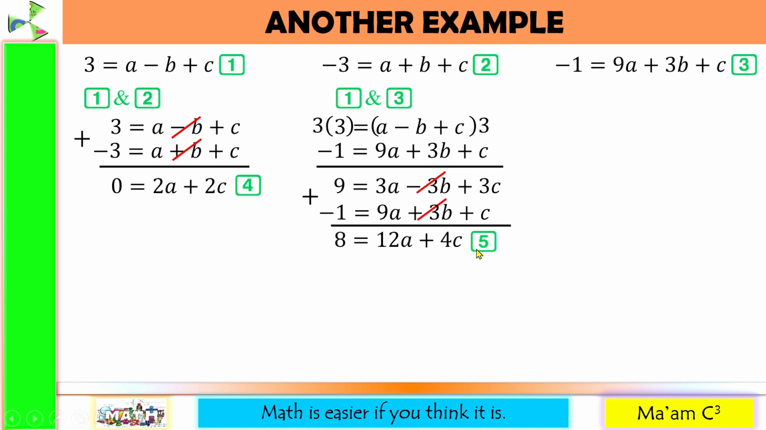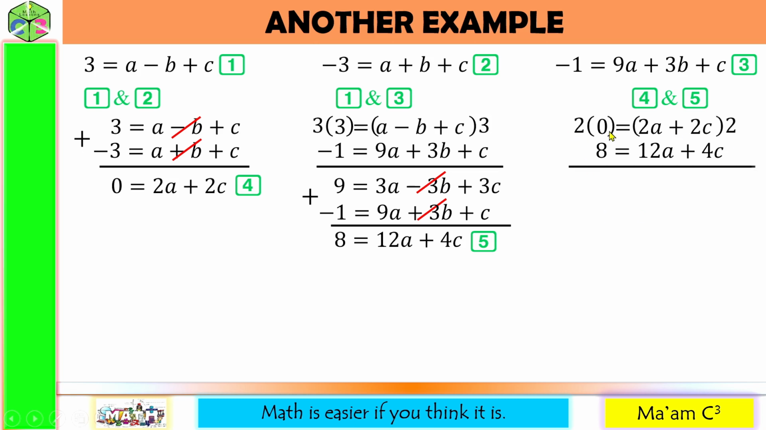I'm going to combine now equations 4 and 5. They both do not have the variable b. Let me rewrite them. Again, we are going to choose one variable to eliminate. Which one is easier to eliminate? I think that would be variable c. I simply have to multiply equation 4 by 2. Let's do it. 2 times 0 is 0. 2 times 2a is 4a, and 2 times 2c is 4c.